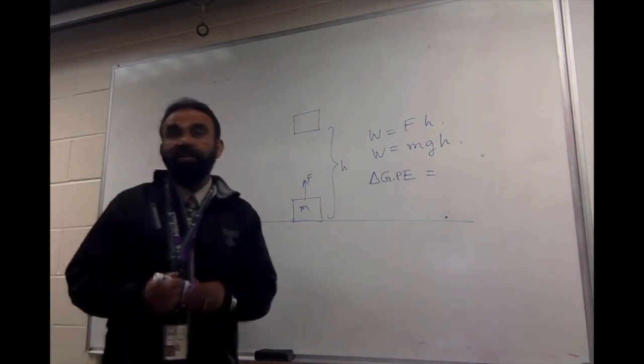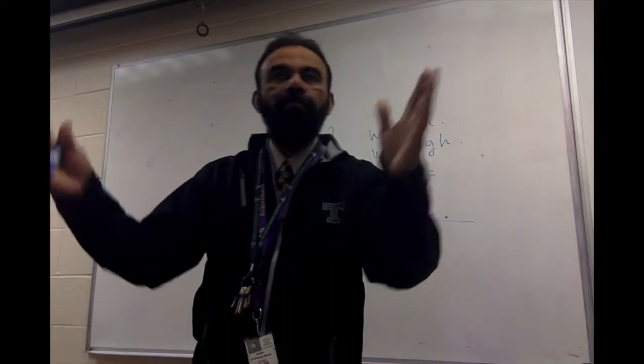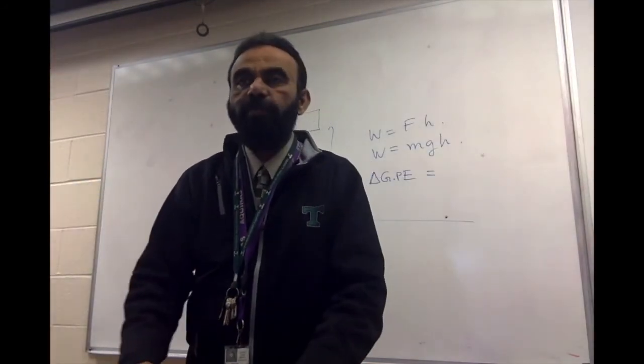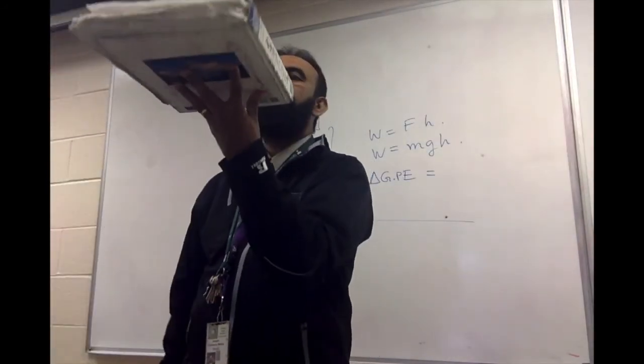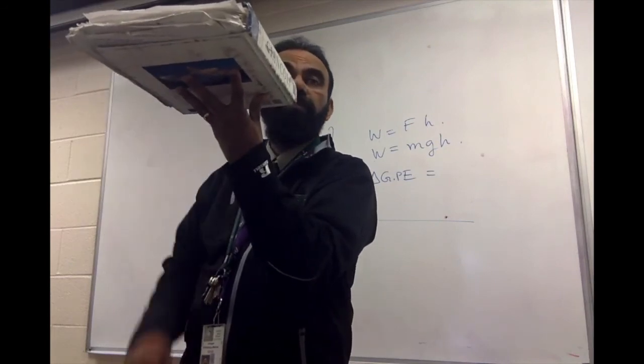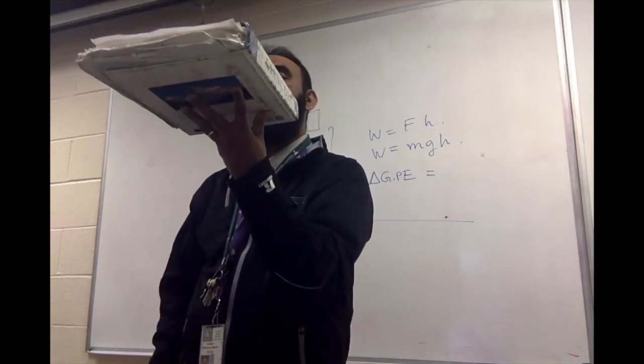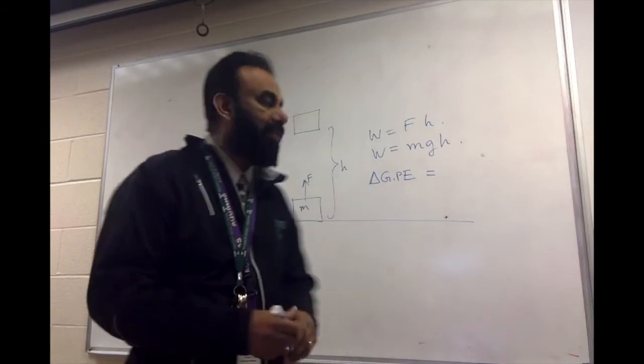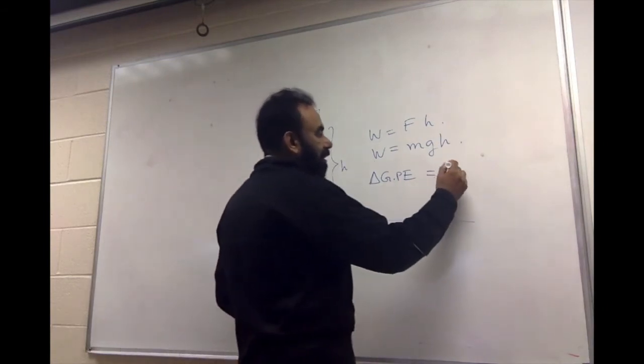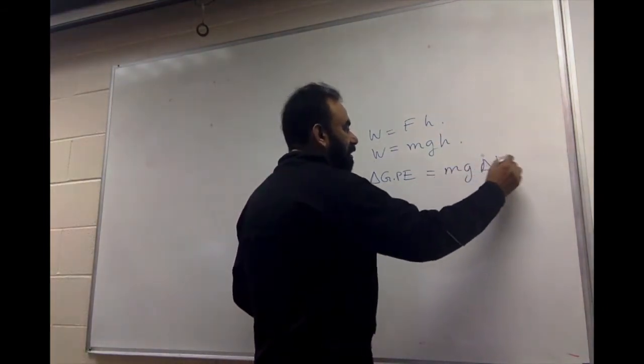So you can only say, for example, the book has some potential energy which I don't know. And suppose I put 100 joules into it. Do you know the GPE here? No. But you know how much it changed by. That's 100. So the change in GPE is mg times the change in the height.